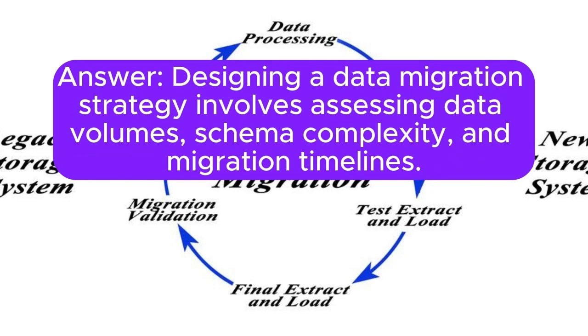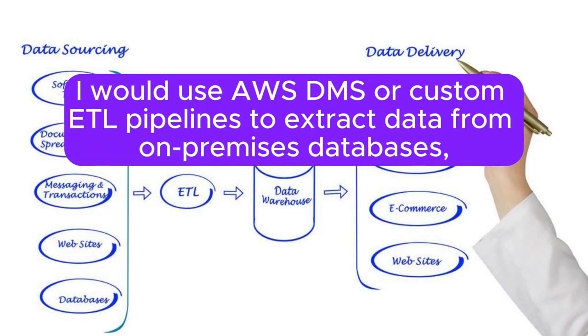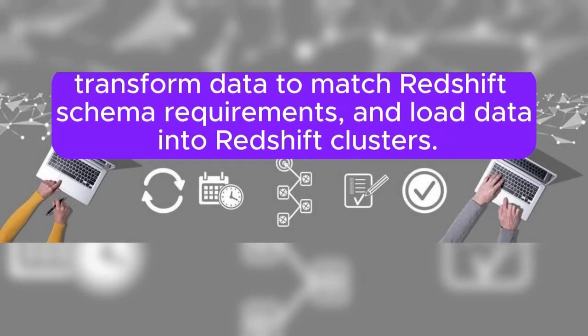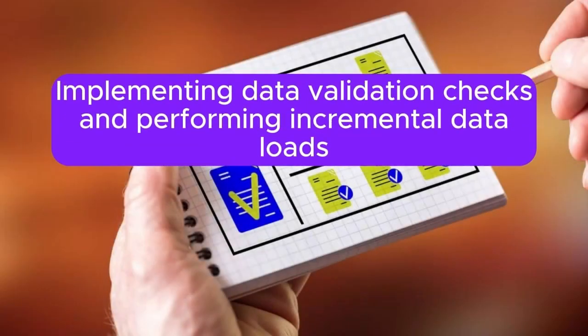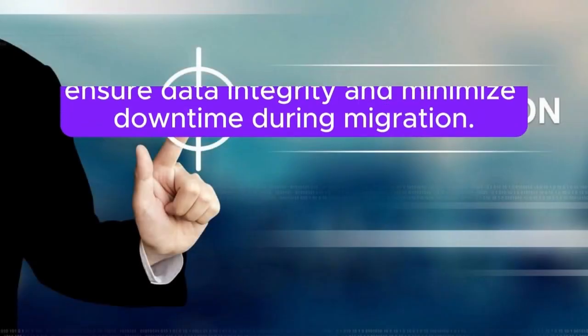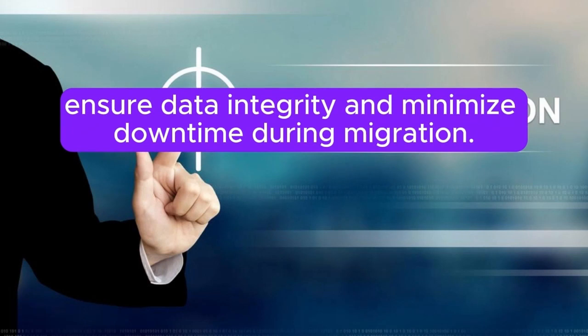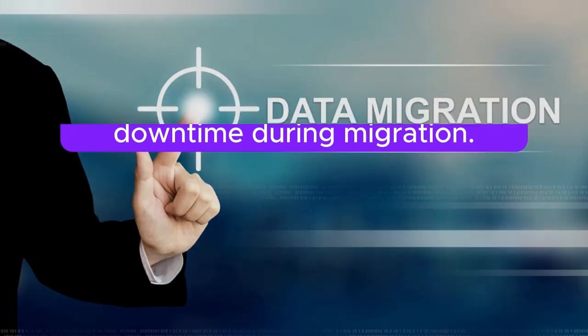Answer: designing a data migration strategy involves assessing data volumes, schema complexity, and migration timelines. I would use AWS DMS or custom ETL pipelines to extract data from on-premises databases, transform data to match Redshift schema requirements, and load data into Redshift clusters, implementing data validation checks and performing incremental data loads to ensure data integrity and minimize downtime during migration.